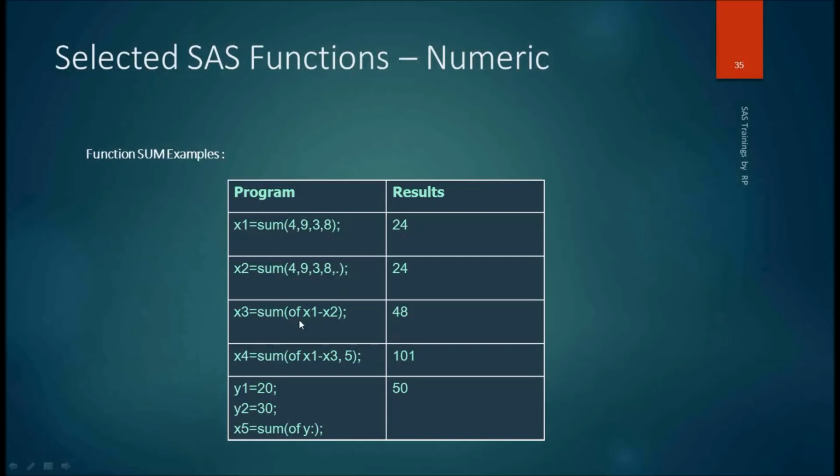And here I am using the OF keyword for a set of variables. I am passing a set of variables by using a hyphen, x1 to x2, which means it indicates everything in between. For example, if I have variables x1, x2, x3, up to x100, I no need to mention x1, x2, x3 individually. By using OF, I can mention x1 hyphen x100, so it will consider 100 variables and give you the sum of the 100 variables.